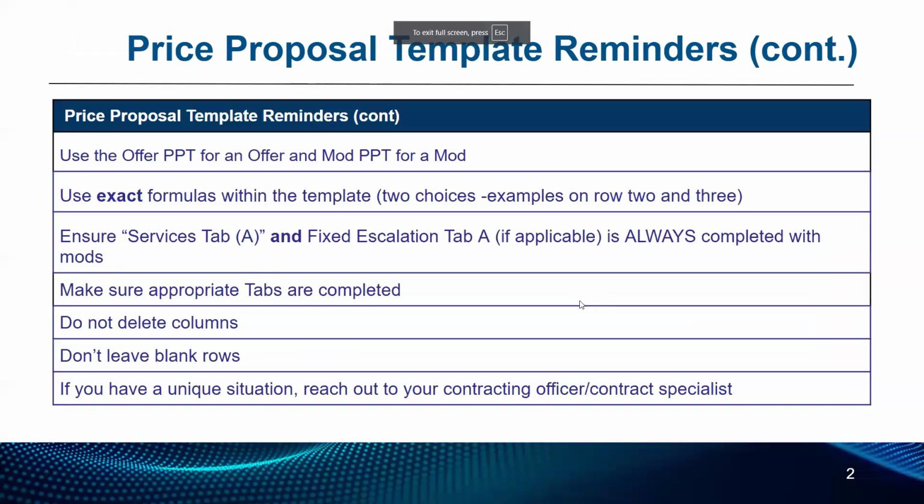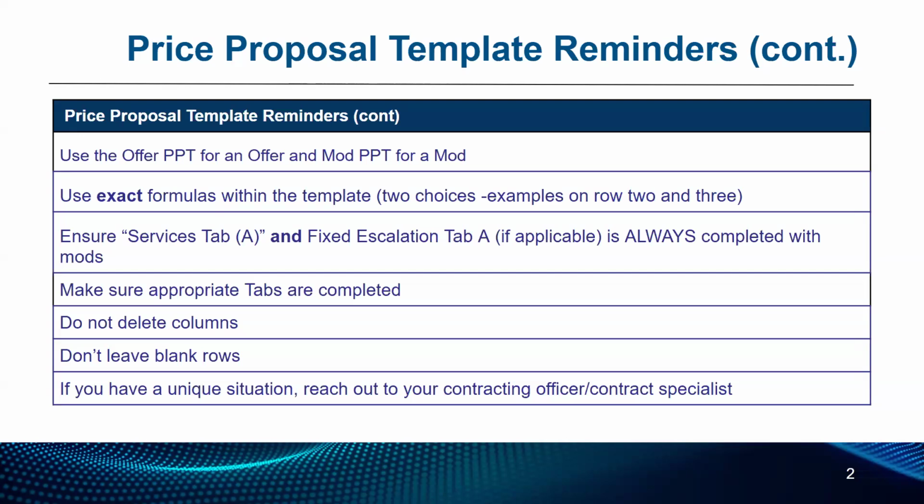Use the offer price proposal template for an offer. Use the mod price proposal template for a mod. Use the exact formulas as shown in the examples. There's a row 2 and row 3. Use those formulas. Do not override them. Ensure the services tab A and fixed escalation tab A is always completed with your mods. Make sure that your appropriate tabs are completed at all times. Do not delete columns. Do not leave rows blank.